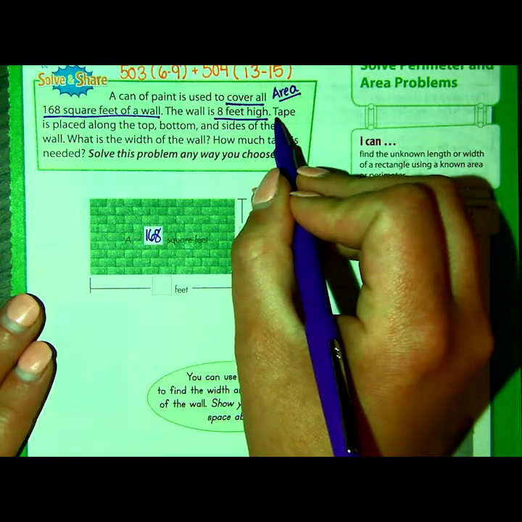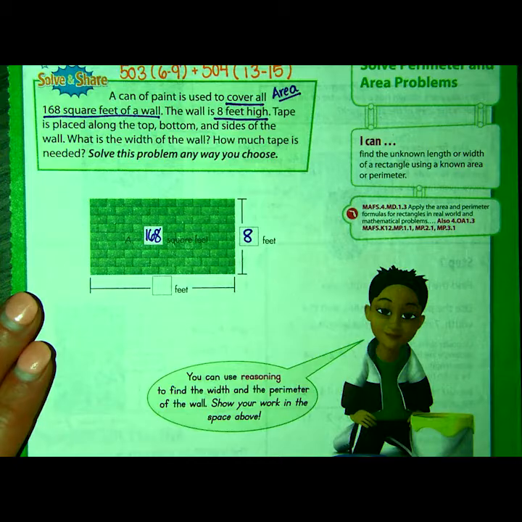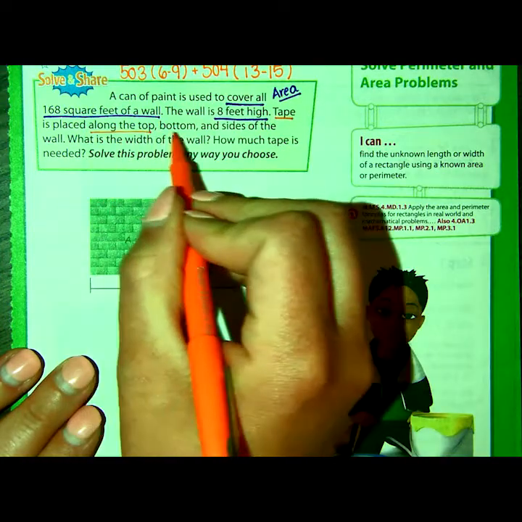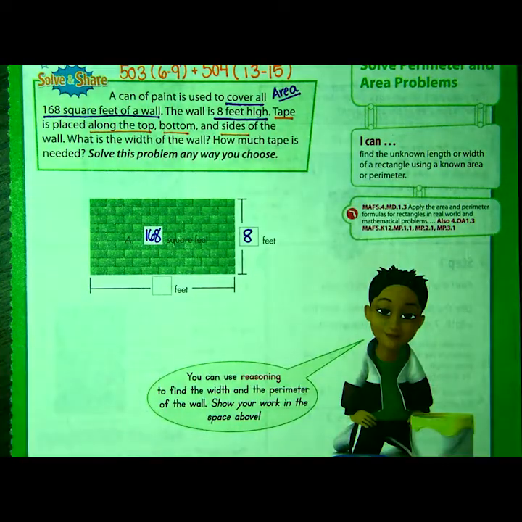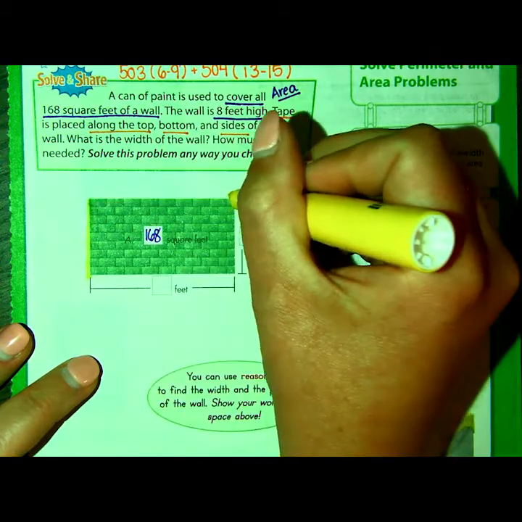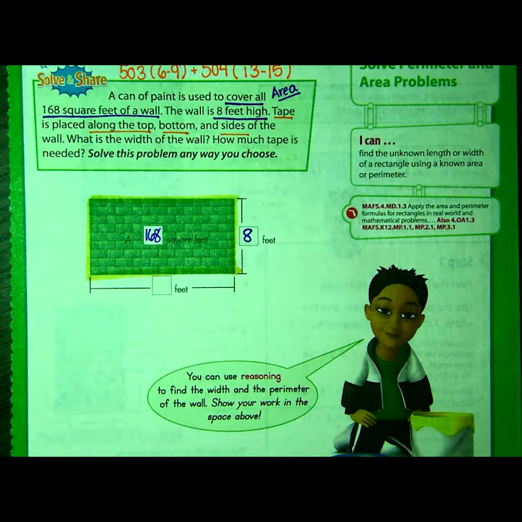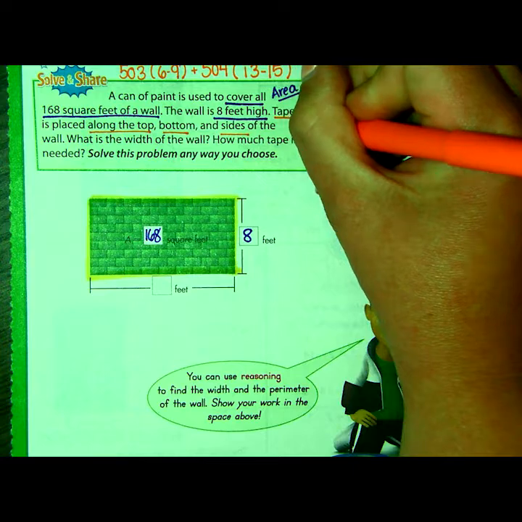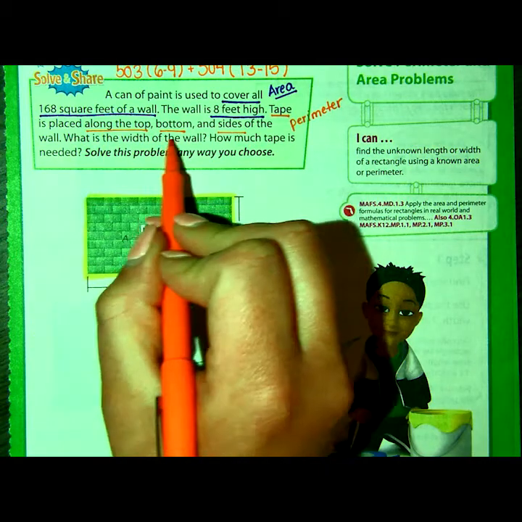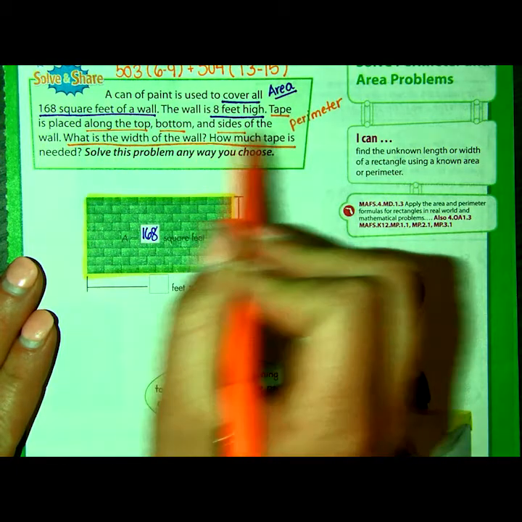Now let's continue reading. Tape is placed along the top, bottom, and sides of the wall. Now that's a little bit different. Well, I don't know about you, but that kind of sounds more like perimeter. If it's going along the sides and the top and bottom and it's tape, it's almost like it's creating a border or an outline. So I think that's referring more to perimeter. Let's continue reading. What is the width of the wall? How much tape is needed?